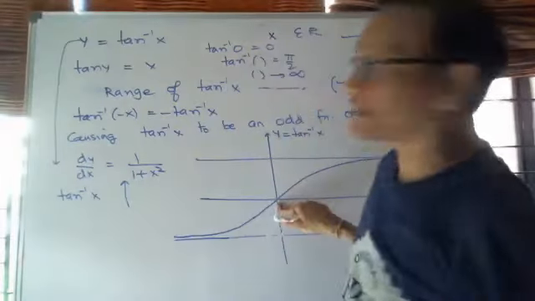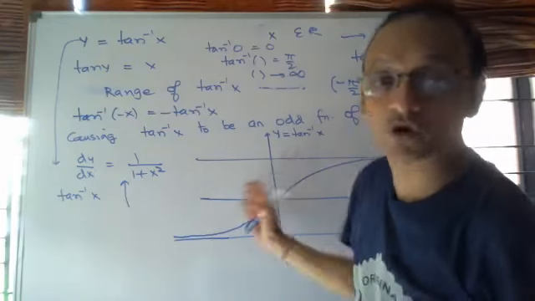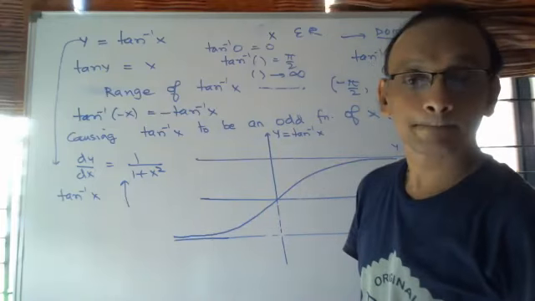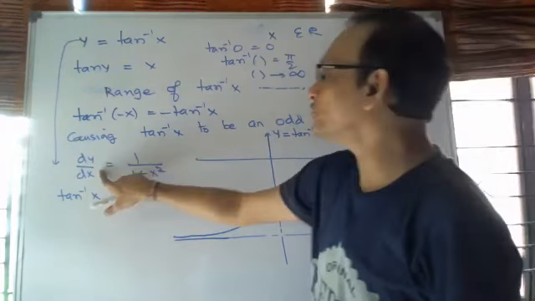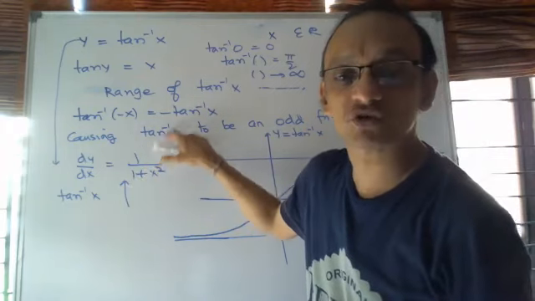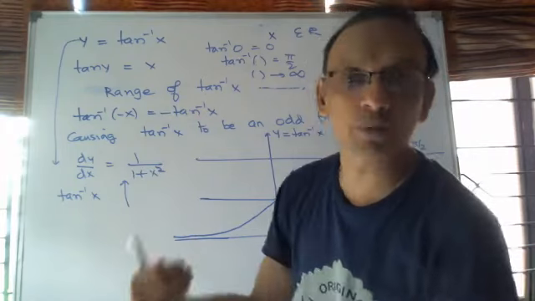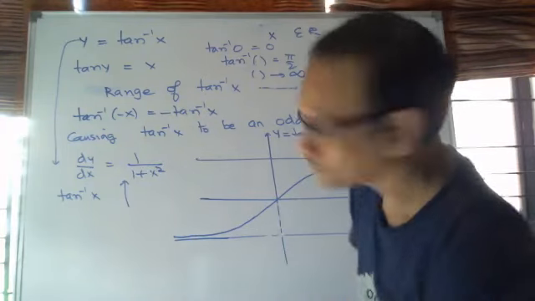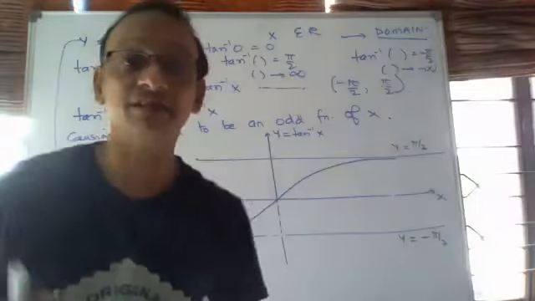Again, do you realize x equal to 0 is a point of inflection? Shape changes from concave to convex. Differentiate a second time, d2y/dx2, you will get -2x/(1 plus x square) whole squared, which is 0 at x equal to 0, giving you a point of inflection. है ना? ये tan inverse x का ग्राफ है.